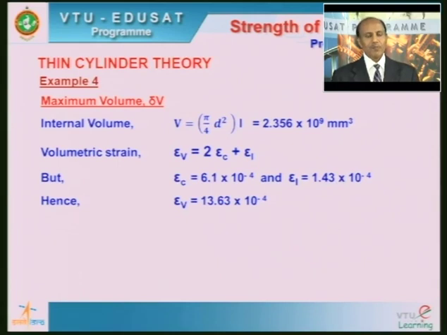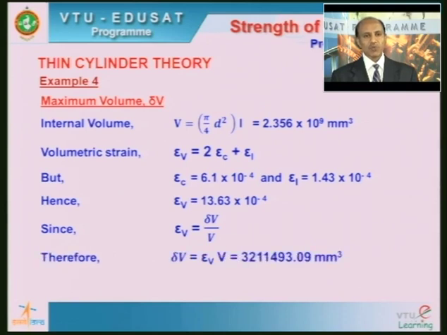Once you have got the volumetric strain, you know by definition volumetric strain is the ratio of delta V by V, that is change in volume by the initial volume. So, we rearrange this expression and you get delta V, the change in volume. Delta V equals epsilon V times V, which happens to be that big number over there. That is how you calculate the change in volume.